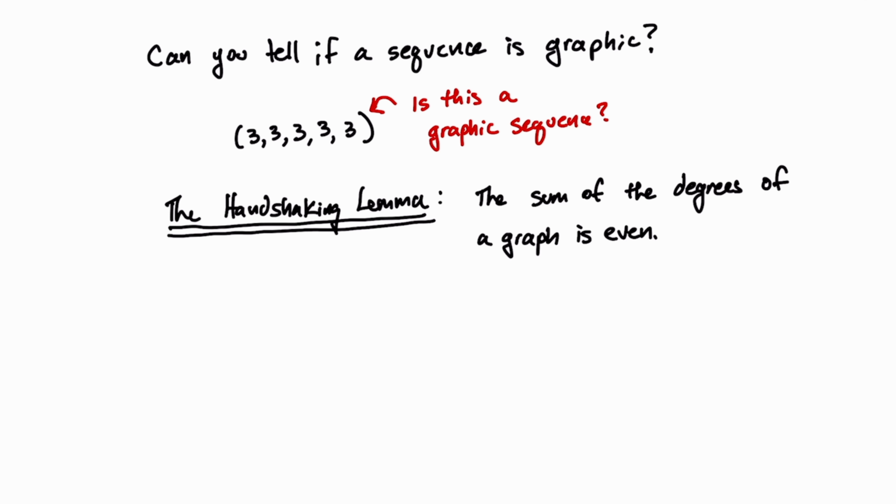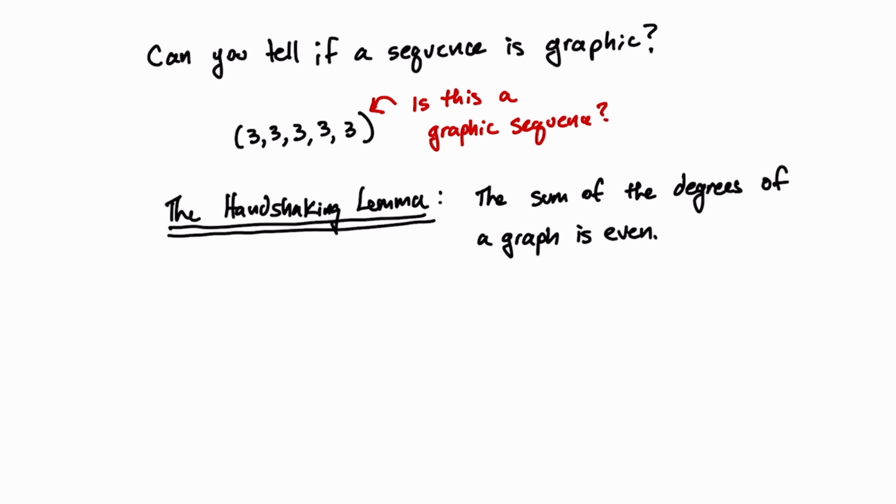And the name handshaking comes from a different interpretation of this problem. If you put a bunch of people together in a room and ask them to all shake each other's hands, then you ask each person how many hands they shook, and add all those numbers together, you'll get an even number of handshakes. That's because you've counted each handshake exactly twice.